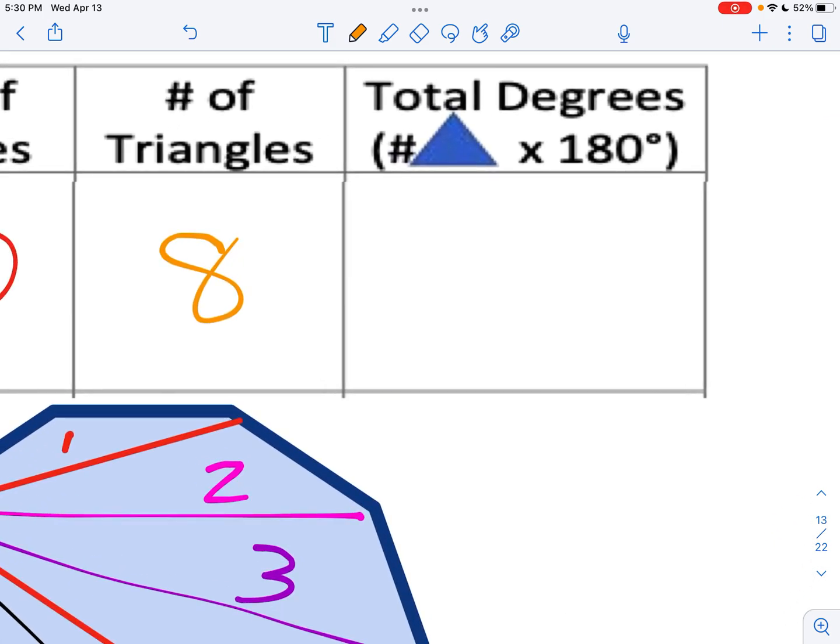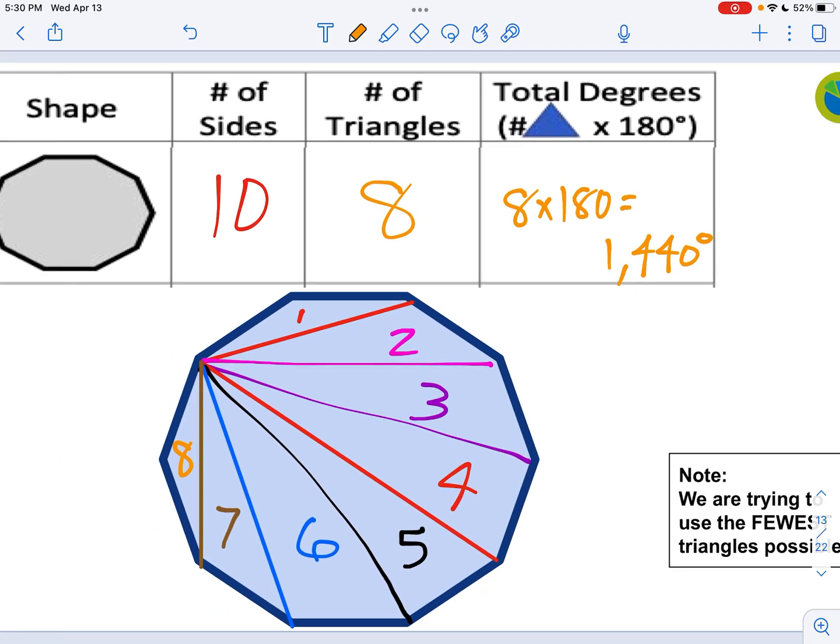So the number of triangles is 8 times 180 degrees. I don't have this one memorized, and I want to make sure that I get it right for you. I'm doing this on my phone calculator. All right, 8 times 180 degrees is 1,440 degrees. These answers keep getting bigger, right?